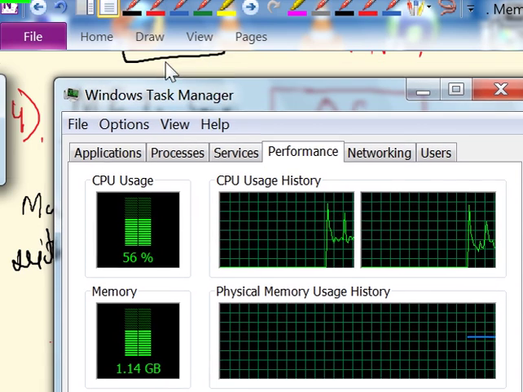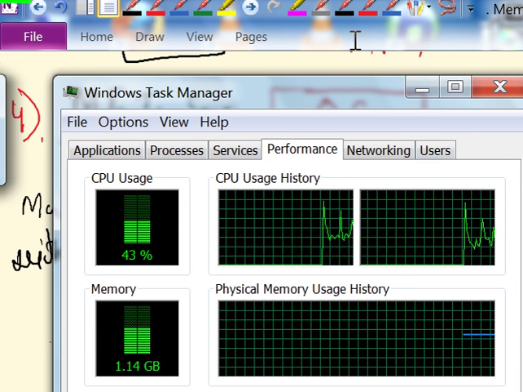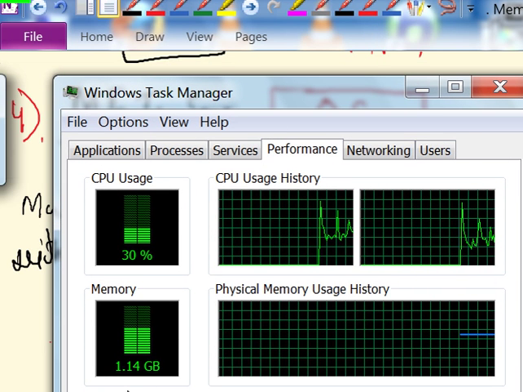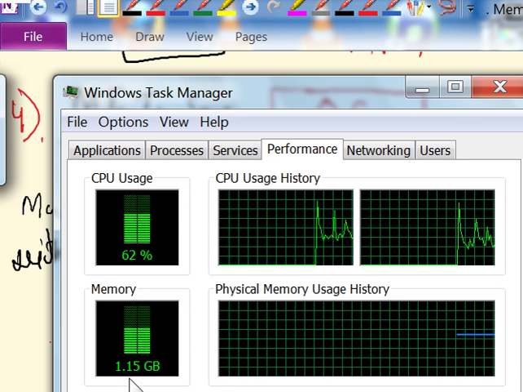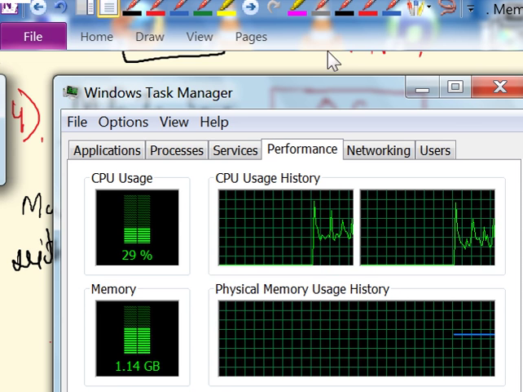I'm opening this task manager. I'm opening this OneNote. I can open the browser. It is happening right now, don't you see, I'm doing this.